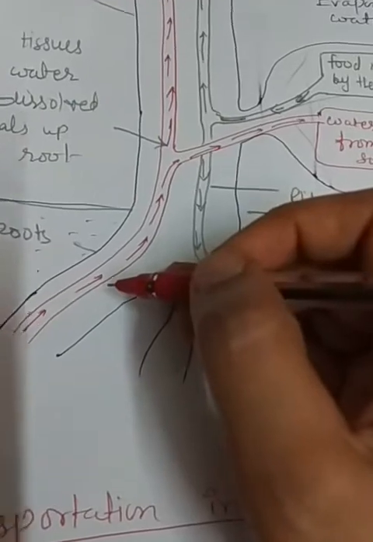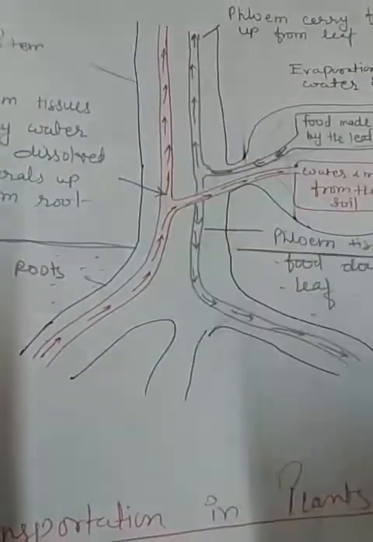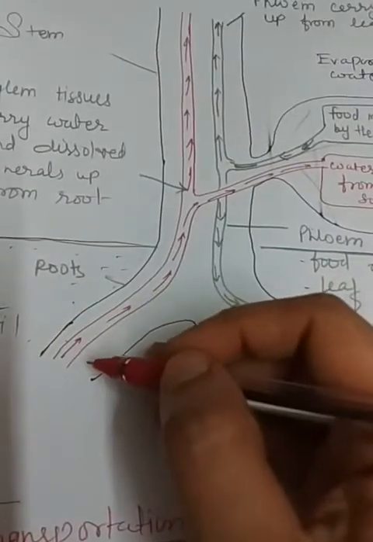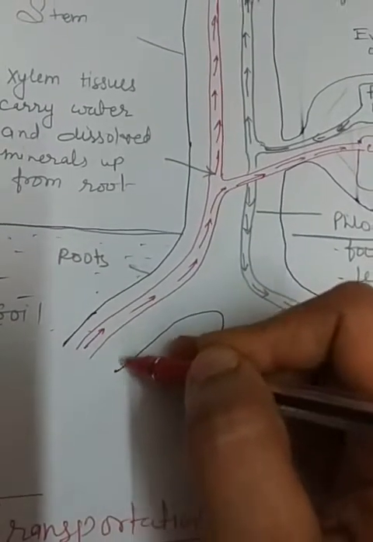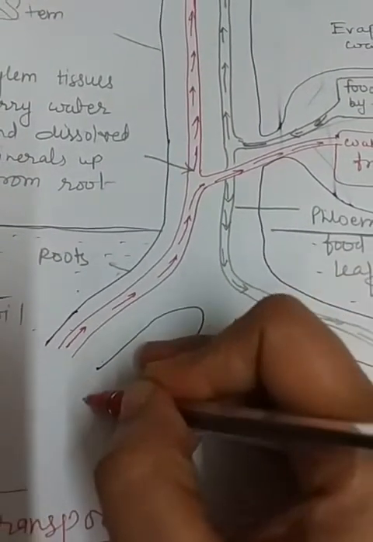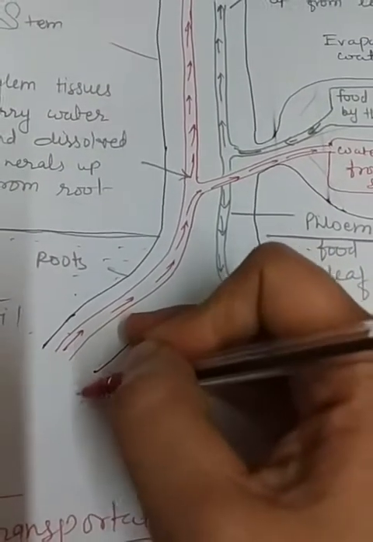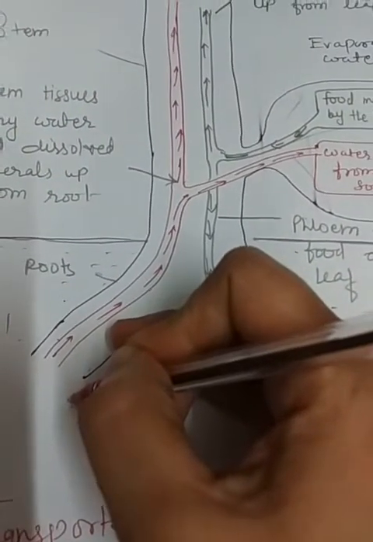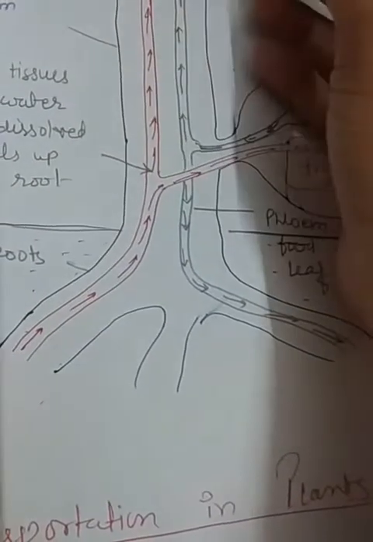From the root hairs to the aerial part of the plant. So the plant absorbs water and minerals through the root hair, and it transports the water and minerals to the aerial part of the plant.